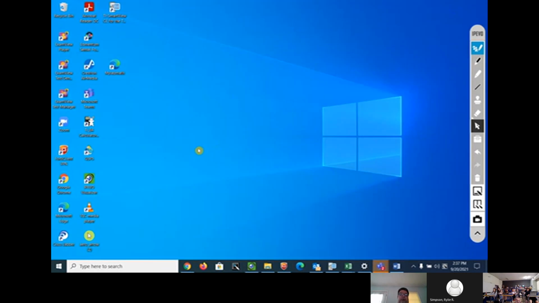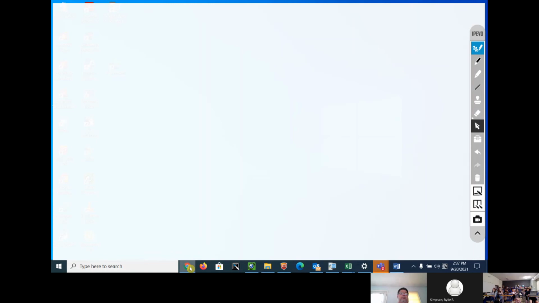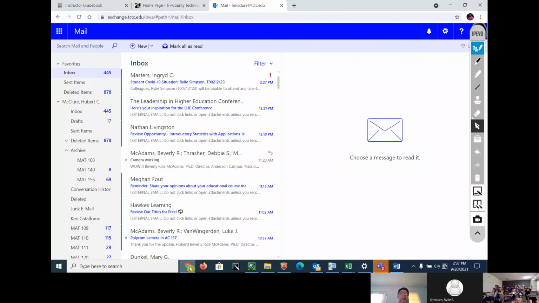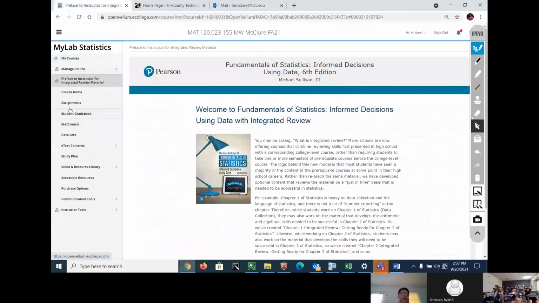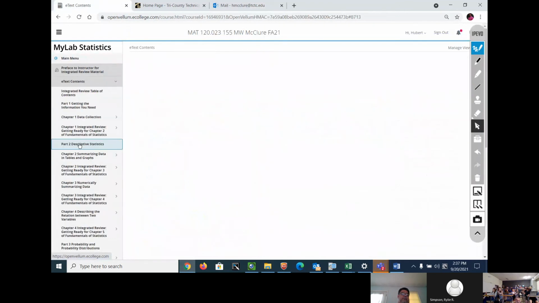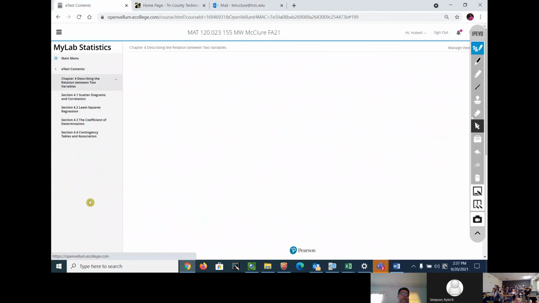Let's go to the book. You don't need to go to the book, but I'm going to go to the book and pull up the ebook. Well, I'm trying to find it. Chapter 4, 4.1. I'm going to go through and pick out what is important and what I just went over to make sure y'all understand what we're talking about.